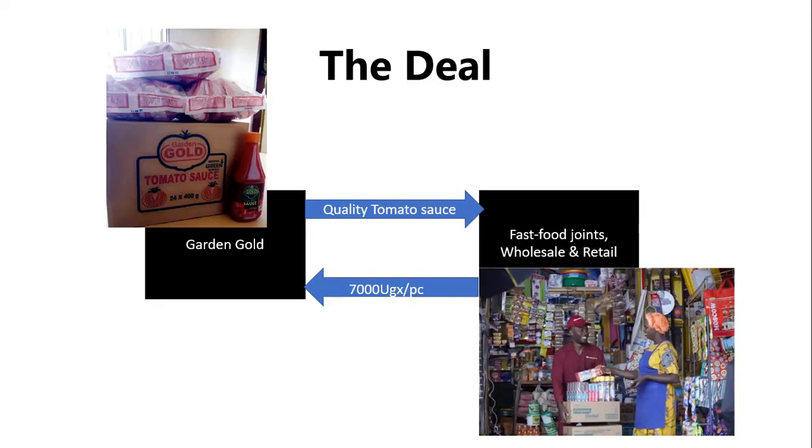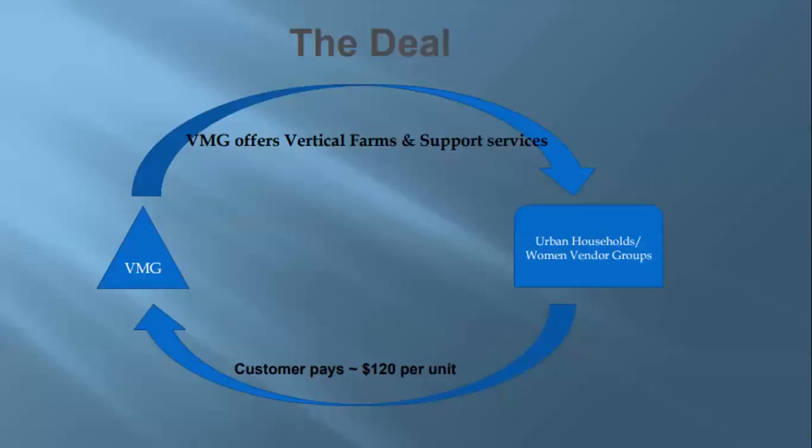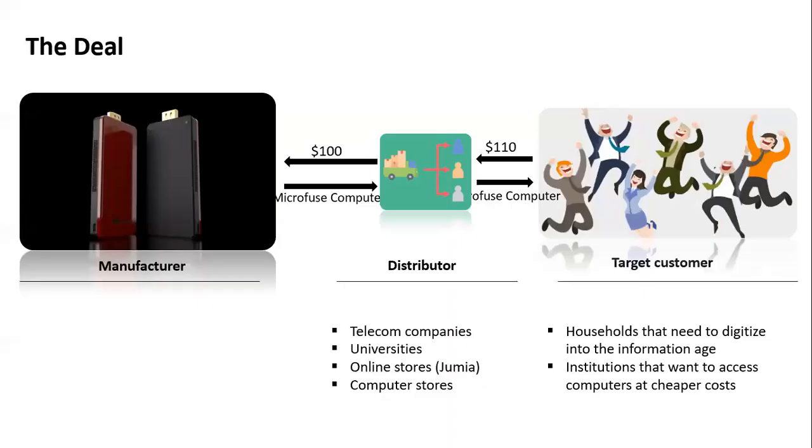All right. So that is an example of a deal slide. This one sells vertical farms and support services to urban households and women vendor groups, and each pays $120 for each farm. You can use currency, dollars, UGX, depending on the currency you will be asking for money in. Okay, these people sell microfuse chips. It's like a computer, which when you plug into a TV, becomes a computer. You can type, you can send email. They sell each gadget at $110. Okay, that is their deal.